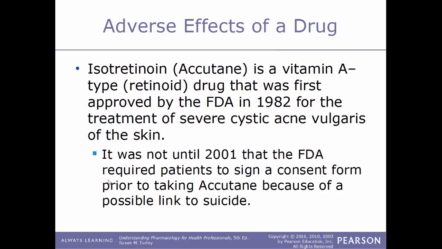drug. Accutane is a vitamin A type drug, or a retinoid drug, that was first approved by the FDA in 1982 to treat severe acne, severe cystic acne vulgaris. It was not until 2001 that the FDA required patients to sign a consent form prior to being given Accutane because of a possible link to suicide. So as long as the patient signs the consent form, they will be allowed to continue taking the drug.